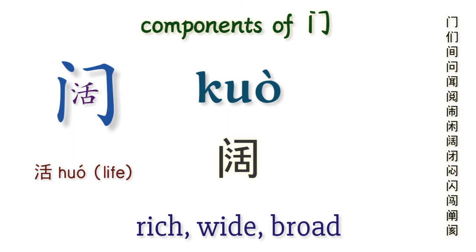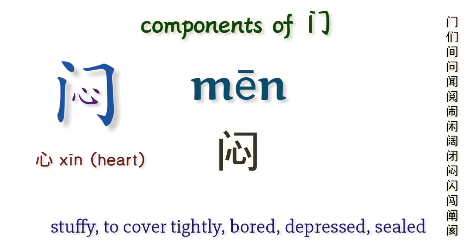Huo. Life inside door is huo. Huo is rich, wide or broad. Men. Heart inside door is men, and it is stuffy, depressed or tightly closed.